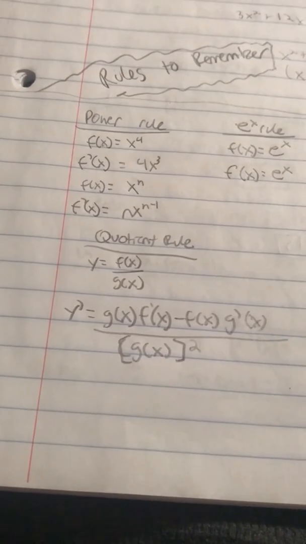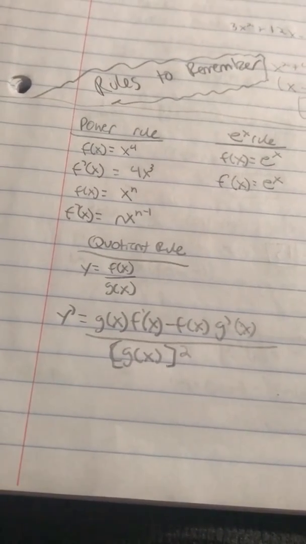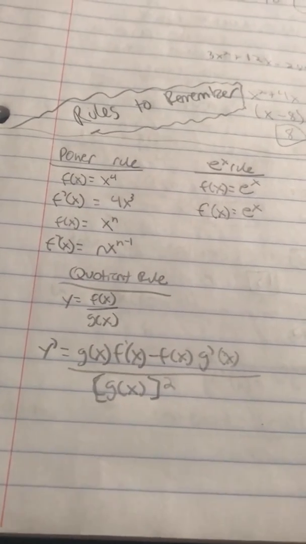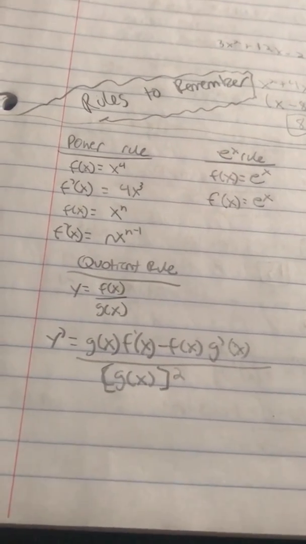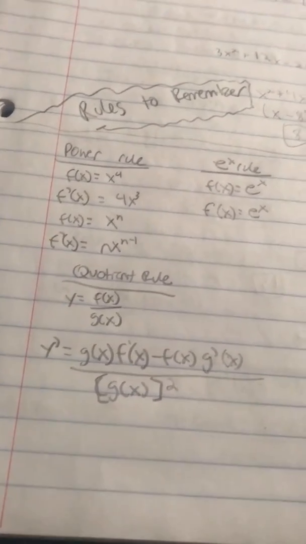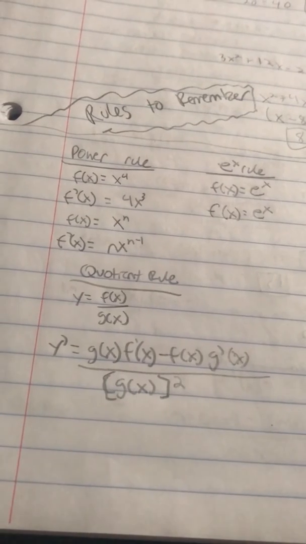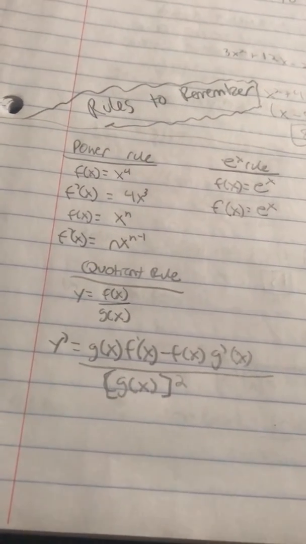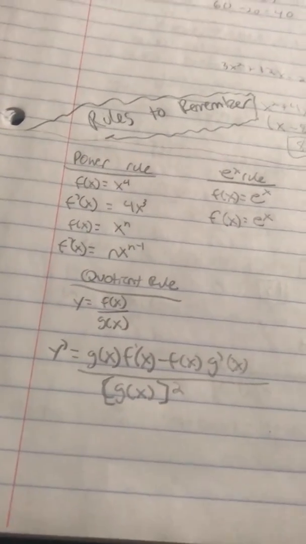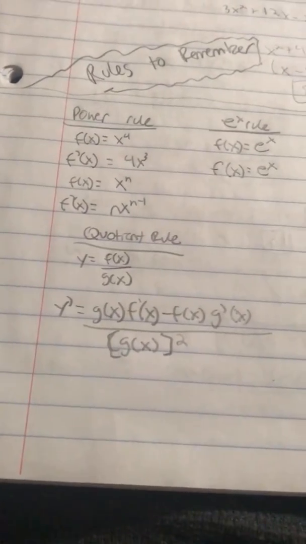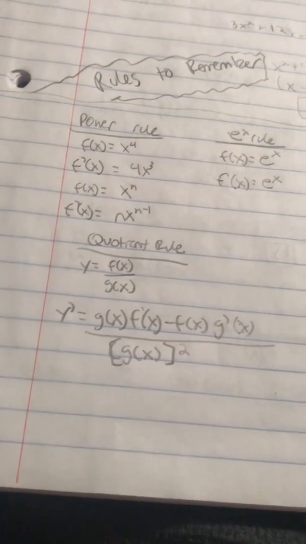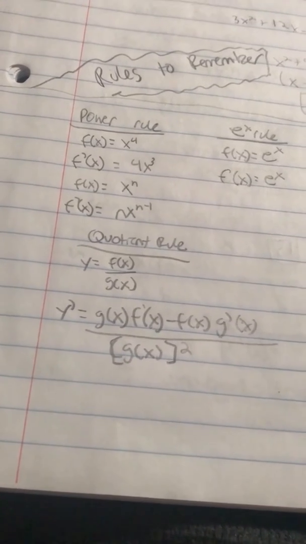Alright, our fourth and final rule we have learned about is the quotient rule. The original function will be y equals f of x over g of x, and the derivative of that, y prime, is g of x times f prime of x minus f of x times g prime of x over g of x squared. And a nice helpful way Mr. Toby taught us to remember this one is low d high minus high d low over low squared.